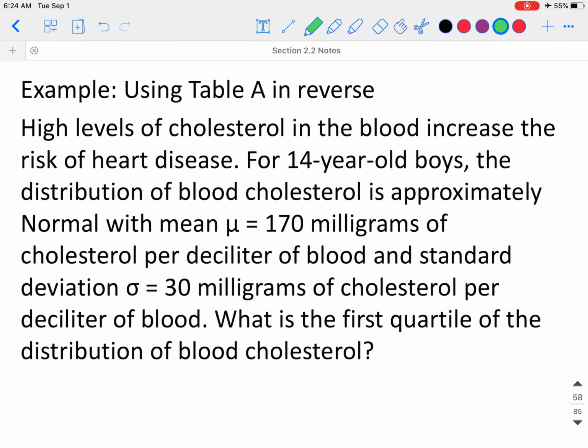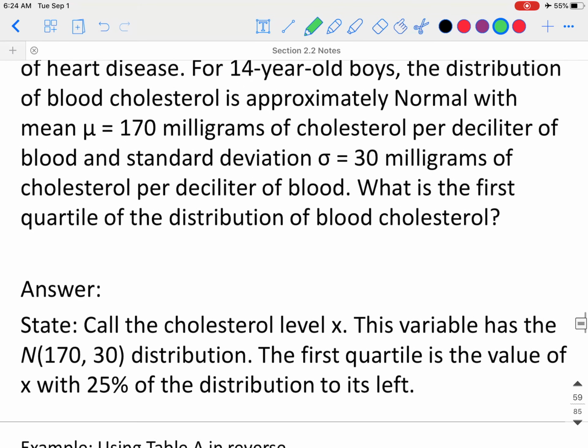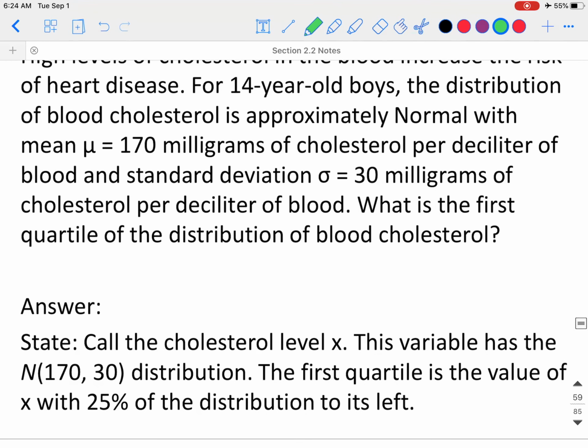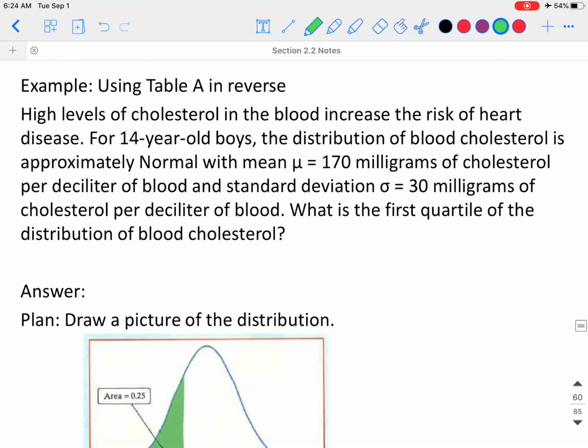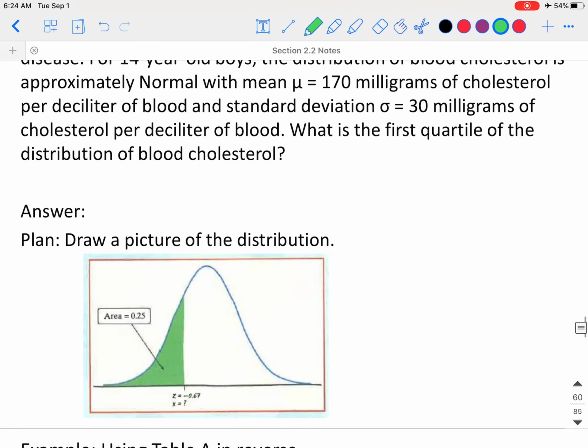Again, we're going to start with our state step. So we're going to call the cholesterol level X. It is important that you define what your variable is going to be. This variable has a normal distribution with a mean of 170 and a standard deviation of 30. The first quartile is the value of X with 25% of the distribution to the left. So we're looking for an area of 0.25. Again, we're going to draw that picture.